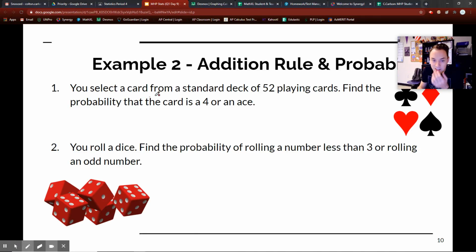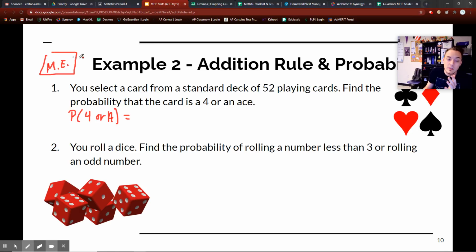You select a card from a standard deck of 52 cards. Find the probability that the card is a 4 or an ace. Before I actually do this, I need to decide: does a 4 overlap with there being an ace? Can an ace be a 4? You should say no. So that means there's no overlap, which means this is mutually exclusive.